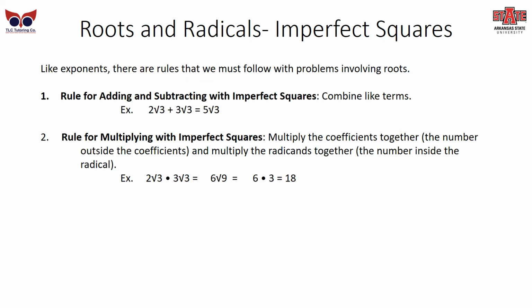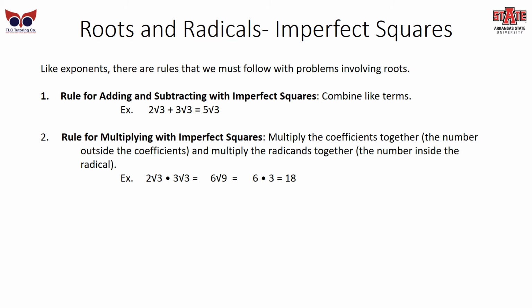Now, again, like exponents, there's a few specific rules we need to follow involving roots. If you're adding or subtracting imperfect squares, you're going to combine like terms, because the square root of 3 may be an irrational number, but as long as you keep using the square root of 3, it's consistent. So if I have 2 square root of 3's and 3 square root of 3's, I put them together, now I have 5 square root of 3's.